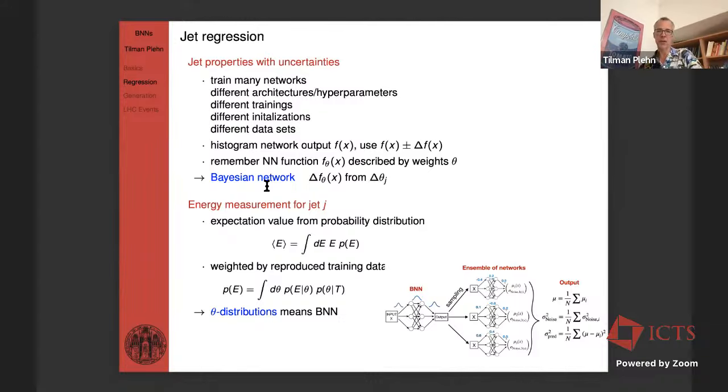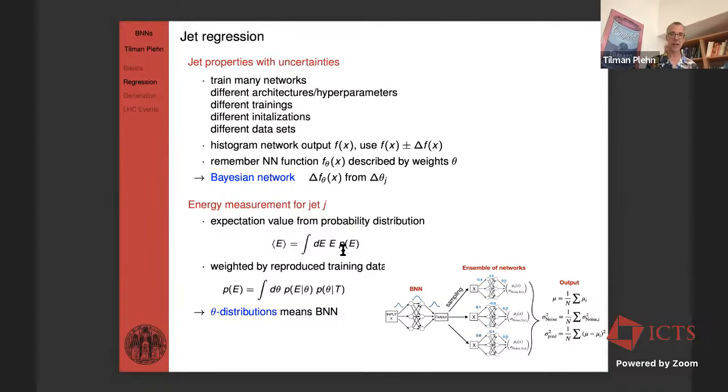So let's start first with what I want to extract. What I want to extract is the energy of a jet. And really, because there is stochasticity, all kinds of effects, detector effects are stochastic, not deterministic, what I really want to extract is the expectation value of an energy given the probability distribution of the energy that I somehow know from the neural network. So the expectation value of my energy here is the integral over the energy times this probability distribution, right?